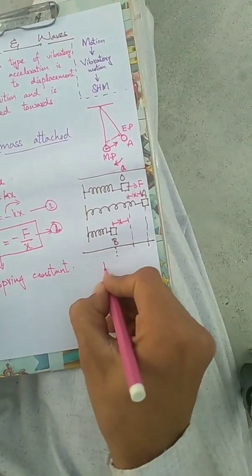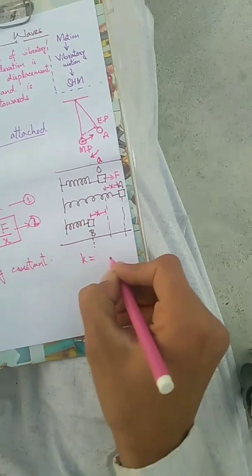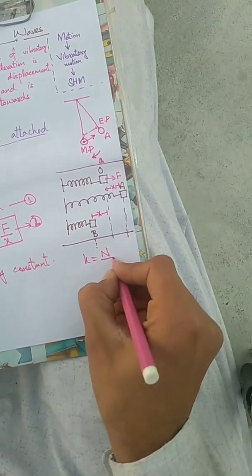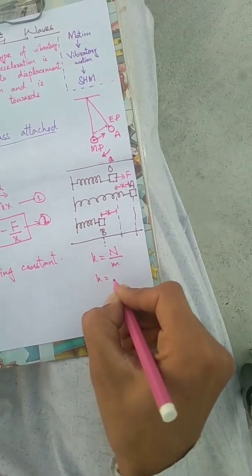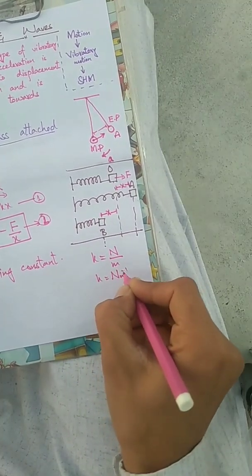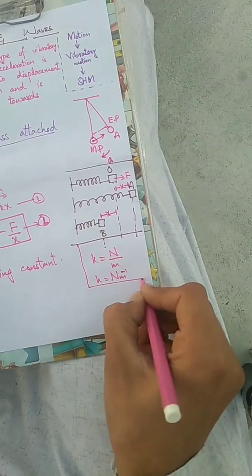We can solve it here that K is equal to, unit of force is Newton, unit of distance or displacement is meter, so unit of K is Newton meter inverse. This will be the unit of this spring constant.